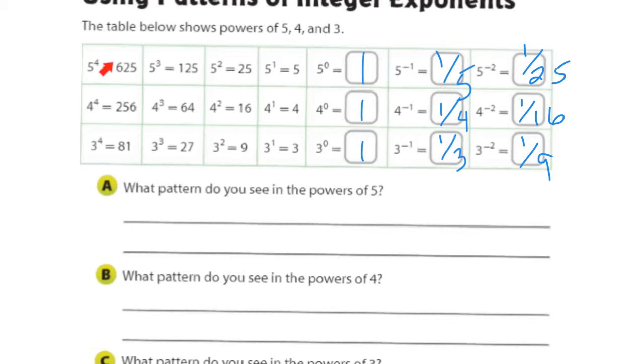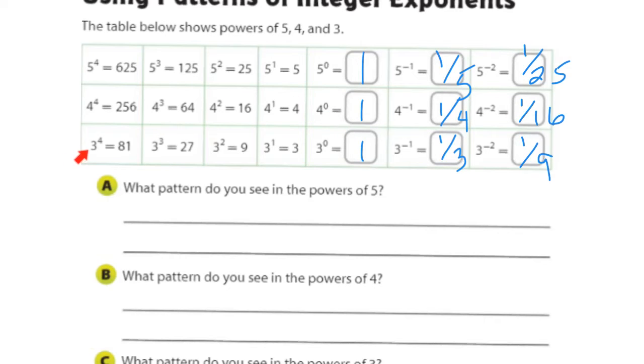As you were going down by 1, you were dividing. When you cross over, you're still going down by 1, but once you're in the negatives, you start multiplying the denominator by 5. And that pattern continues all the way through here.